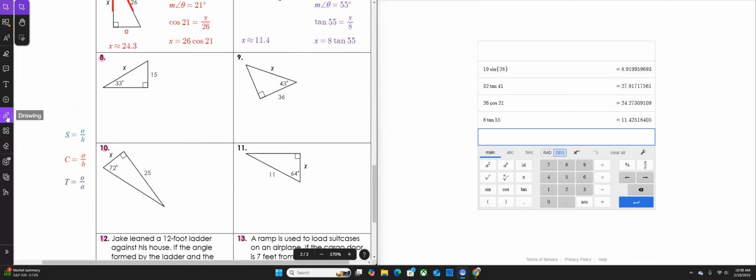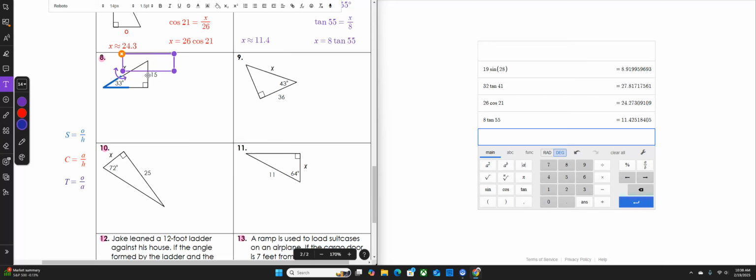All right, now we're going to move on to number 8. Again, first thing I'm going to do is highlight the given angle, the referenced angle. I'm going to label my sides. So across from my right angle is my hypotenuse. The other side touching my angle is the adjacent side. And the side that is not touching is my opposite side.